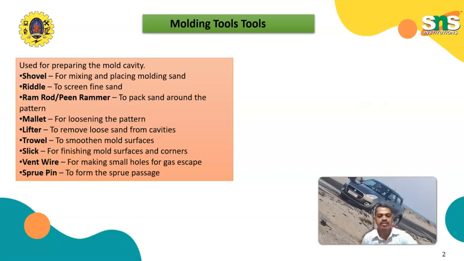Next one is a trowel and slick. Vent rod, to make vents for gases. Sprue pin, to create a vertical channel for pouring.